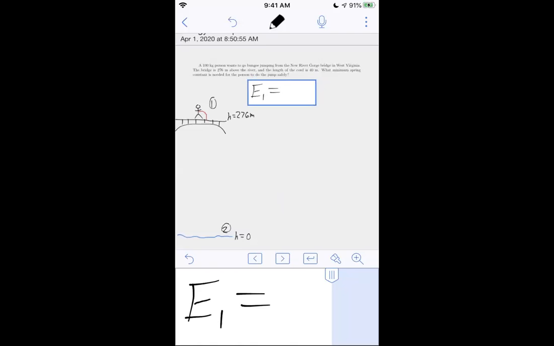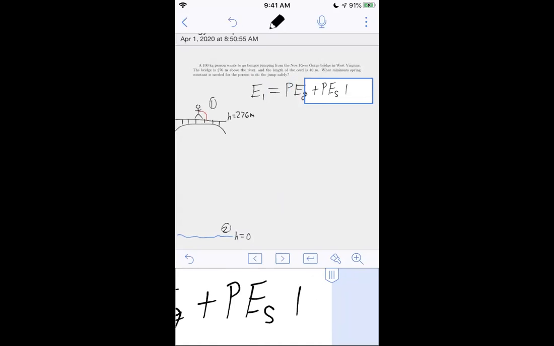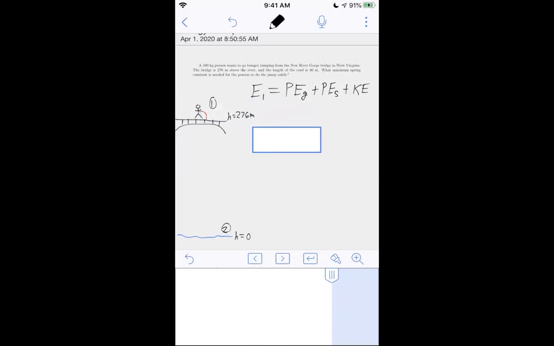So I might have some potential energy due to gravity, PE sub G. I might have some potential energy from the bungee cord, which is going to be a spring potential energy. And I might have some kinetic energy. All right, so that's at the top.